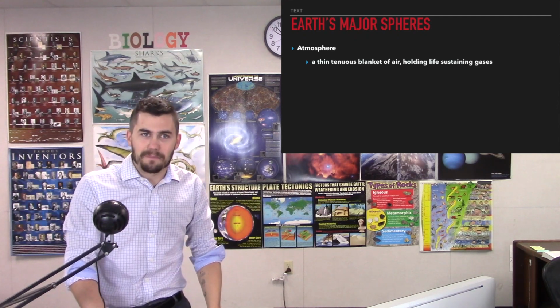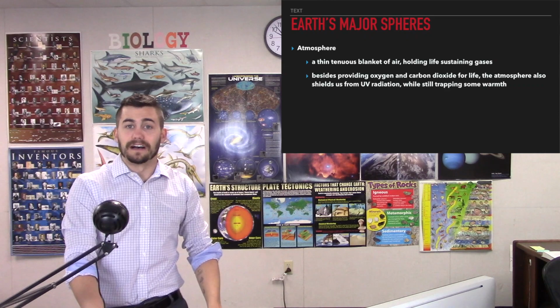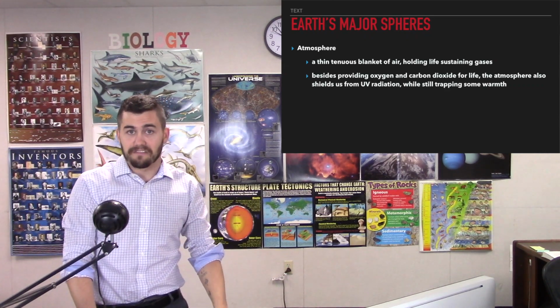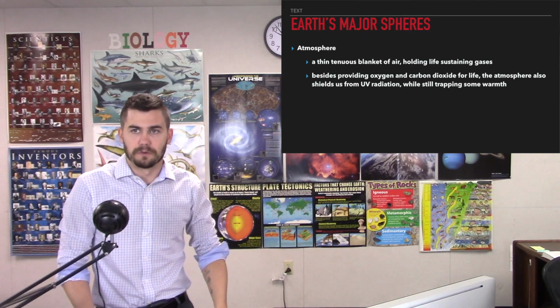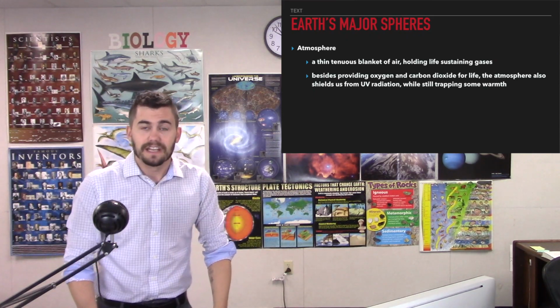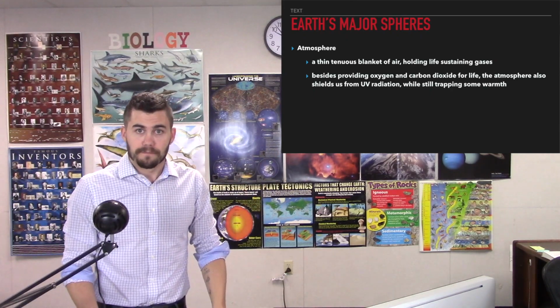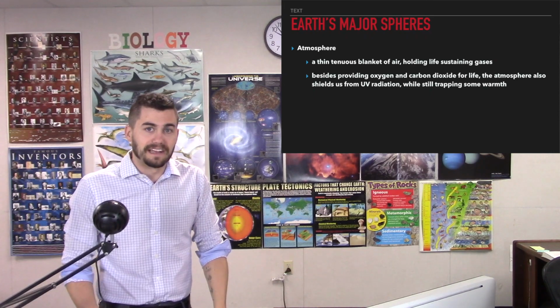Next, there is the atmosphere. This is just a thin blanket of air that blankets our planet, and it maintains and sustains life. Besides just the oxygen for us to breathe and carbon dioxide for plants to absorb, it also shields us from harmful UV radiation. It traps warmth. It reflects too much warmth, and maintains a balance on our planet.